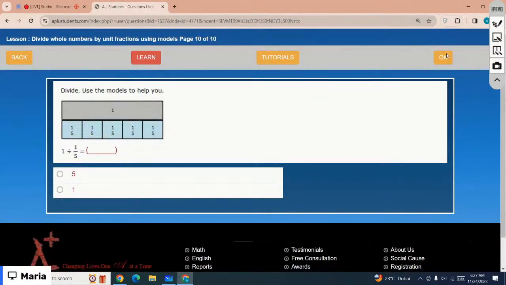1 divided by 1 fifth, which is the correct option? The correct option is, yes, the correct option is 5, right?